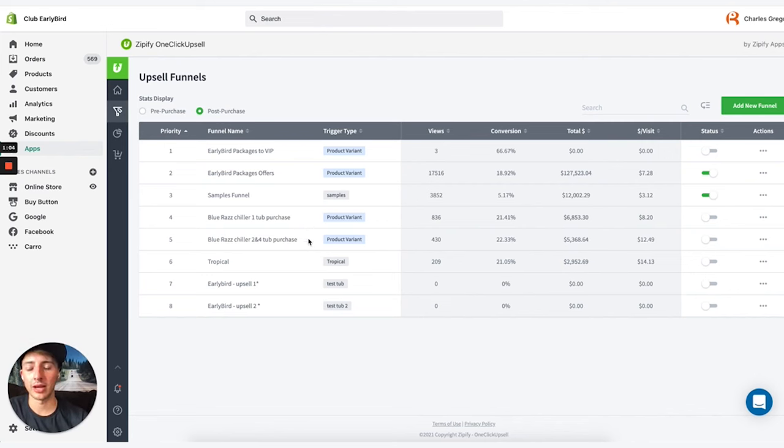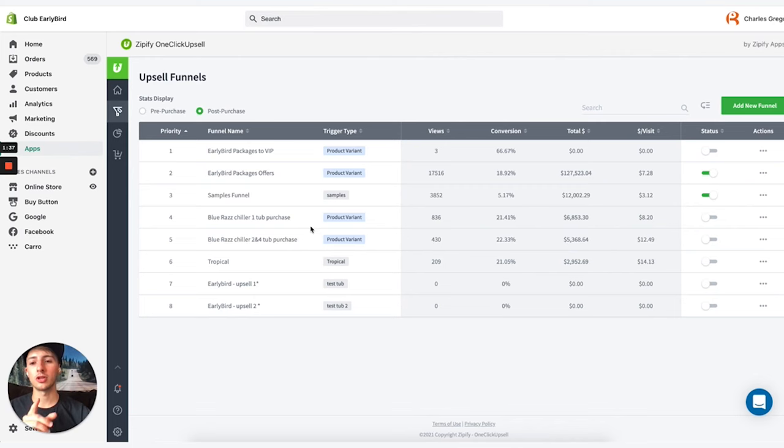We actually separated out whether they chose one tub, two tubs, or four tubs. Those are the three options we gave our customers when choosing what variants to choose from. If they chose one tub, we sent them to a separate funnel than if they chose two or four tubs. We did that because we wanted to do a split test on whether offering one or two tubs as the upsell would be better.